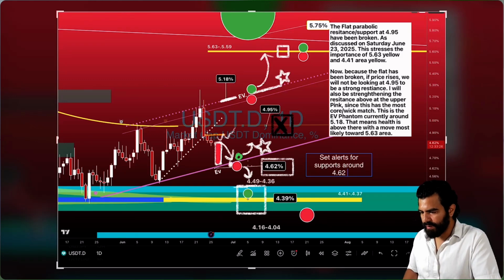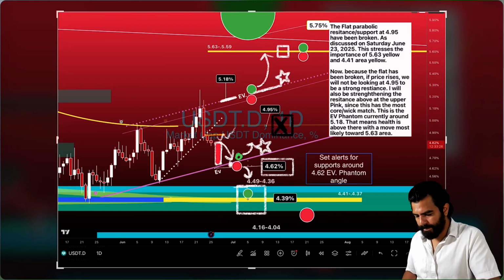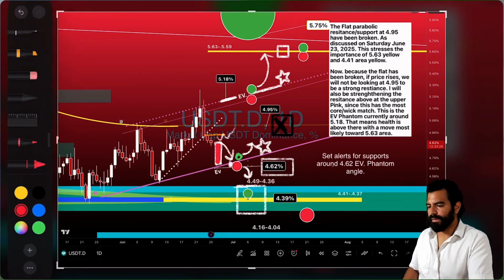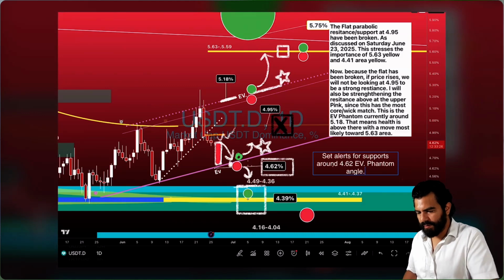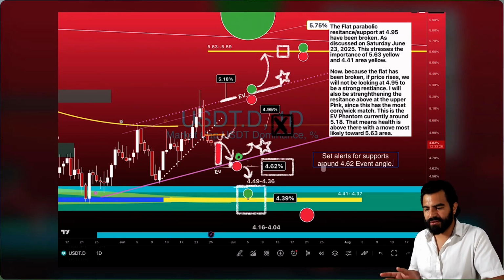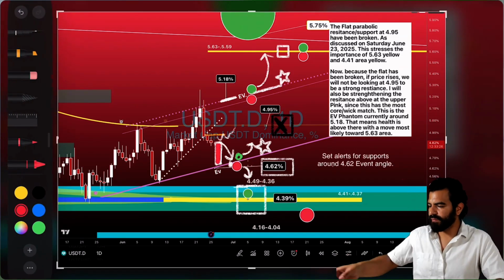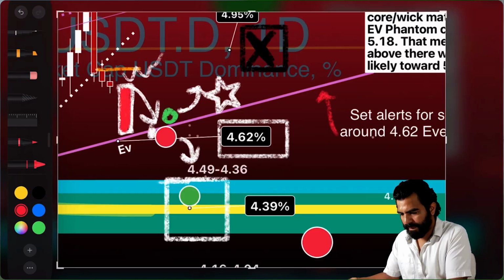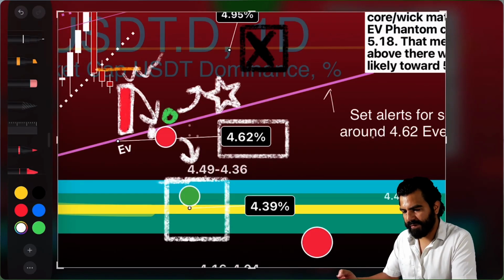4.62 EV. Okay. Or EV angle. And since it's the original angle, we'll just call it EV angle only. Okay, set alerts. Okay, got it? Anybody have any other questions?